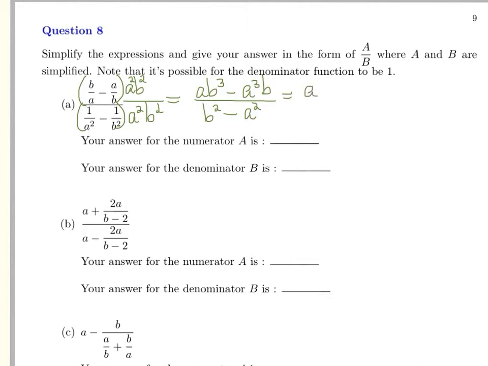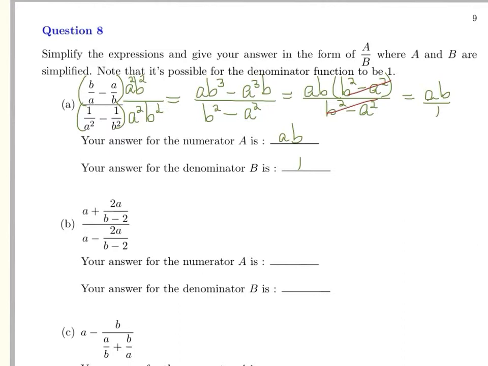So I can factor out an a and a b, and get left a b squared minus an a squared. And the b squared minus a squares cancel. And so I'm just left with ab, which I can think of as ab over 1. So my numerator will be ab, and my denominator will be 1.